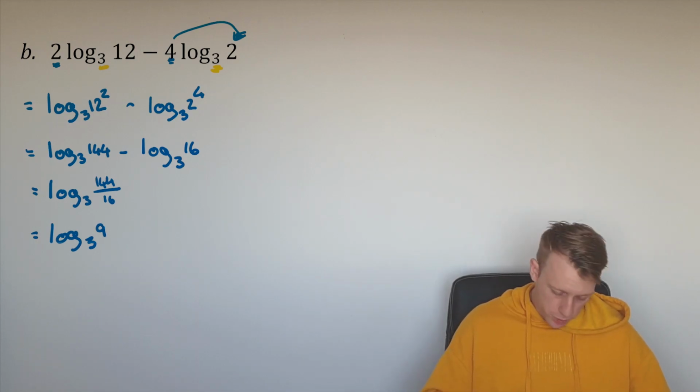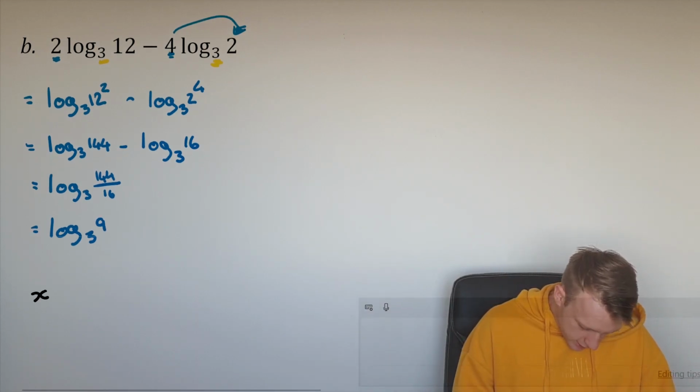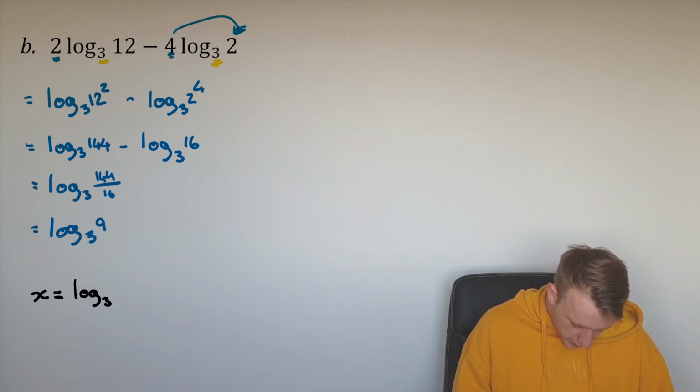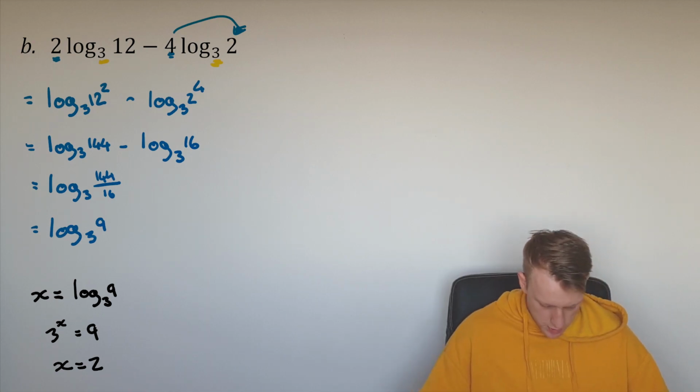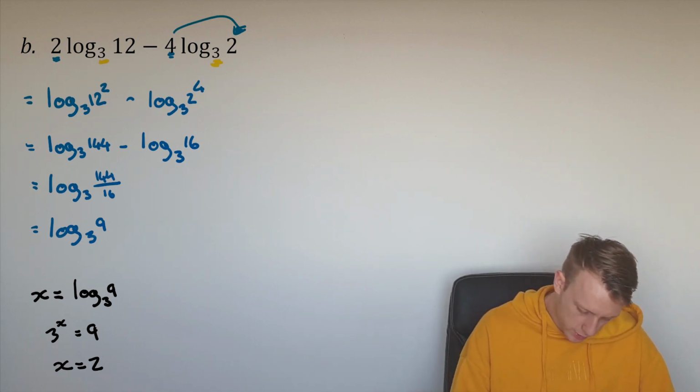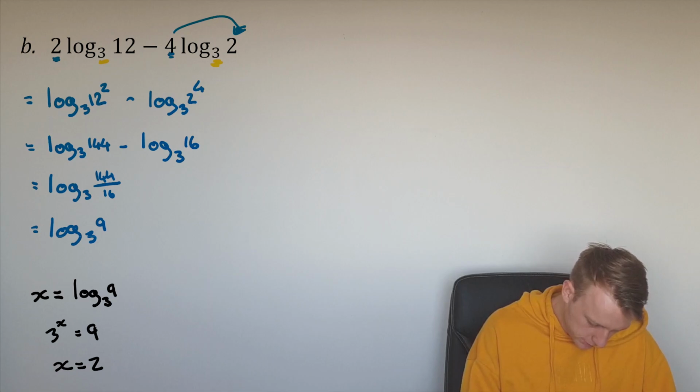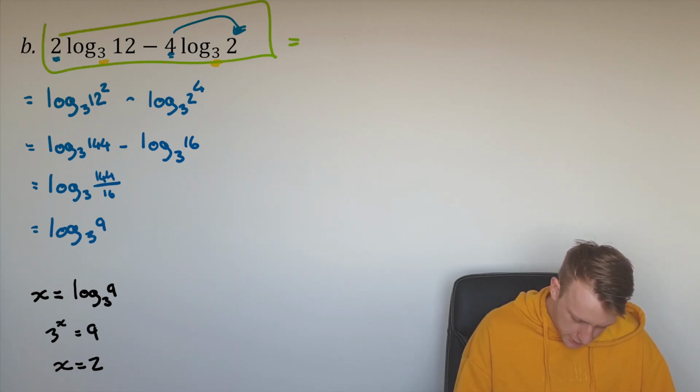And then evaluate where possible. Well, we can do that in this case. x is equal to log base 3 of 9. What this is more or less telling me is 3 to the power of what equals 9. I know that x is equal to 2. So this here is just equal to 2.